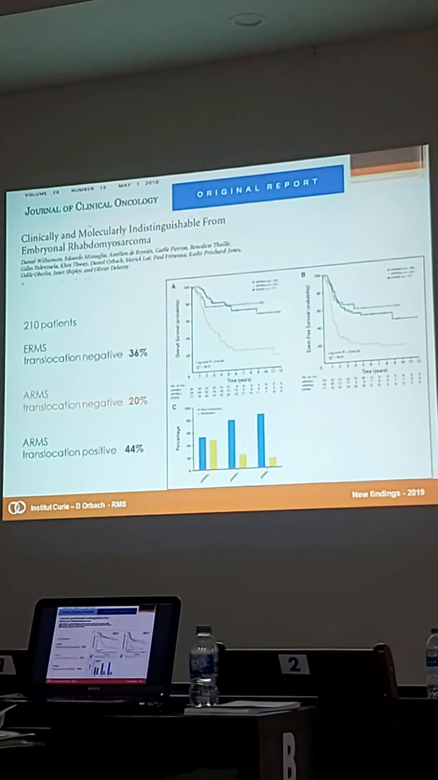So this was the question, and just to go into the conclusion of many studies, this is a study done by the French, UK, and Spanish subgroup, where we analyzed 3 groups of patients. The patients with alveolar and the translocation in the tumor cells. So we were sure that the tumors were alveolar because they have the molecular marker.